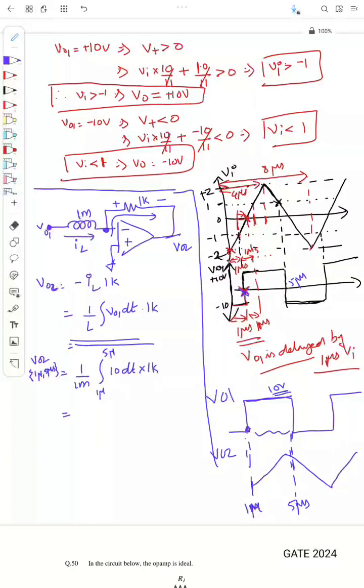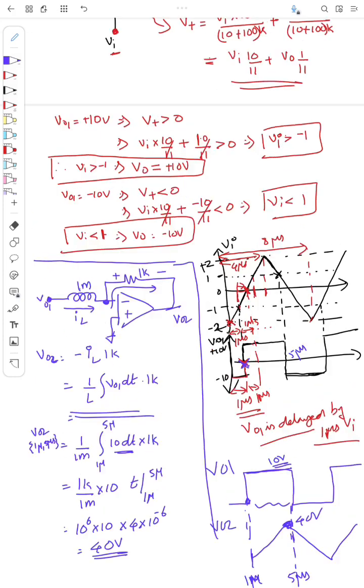Okay, so I'll write like 1k by 1 milli into 10, and I integrate this, right, t from 1 micro to 5 micro. So what is this? 1k by 1 milli, it is like 10 power 6 into 10, and 5 micro, right, it will be 5 minus 1 micro, so it is like 4 into 10 power minus 6. Micro is 10 power minus 6, so 10 power 6 and 10 power minus 6 cancel, this will be 40 volt. So actually this will go till 40.